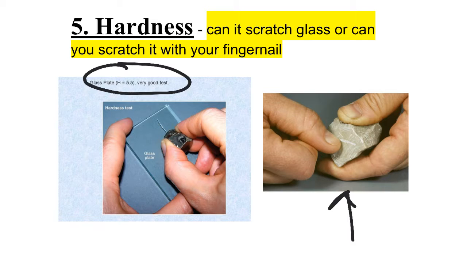They've left a little scratch on that mineral. Your fingernail has a hardness of 2.5, at least a natural fingernail. I don't know about acrylic fingernails, but your regular fingernail has a hardness of 2.5. So if you can scratch that mineral, then that means your fingernail is harder and the mineral is softer, or less than 2.5 out of 10. And so it's a pretty soft mineral if you can scratch it with your fingernail.